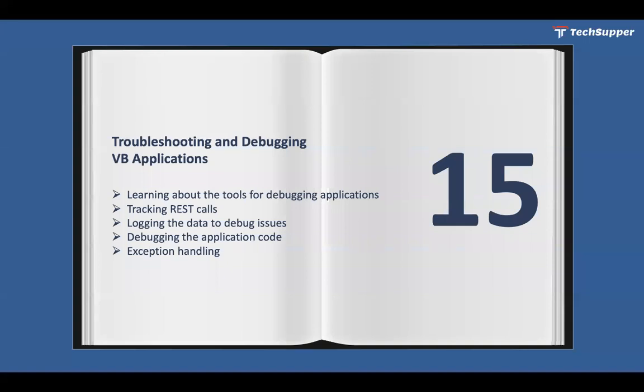The 15th chapter, again a very important chapter, troubleshooting and debugging a VB application, wherein I will show you various ways to troubleshoot your VB application in case of any issues. Learning about tools for debugging applications, how to track your REST calls, logging the data to debug issues, how to debug your application code step by step, and how to handle exceptions of your REST APIs and show friendly messages in case of any error. So after completing this chapter, developers will be able to troubleshoot and then fix an issue as early as possible.